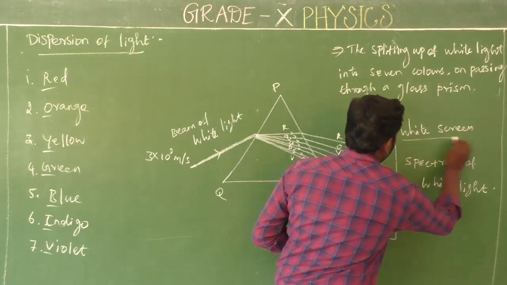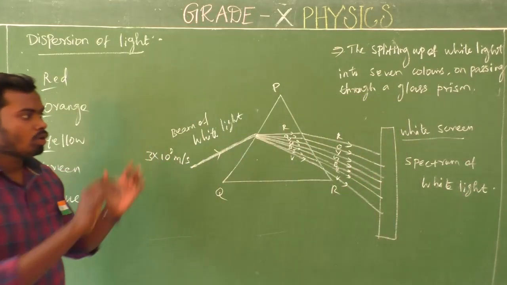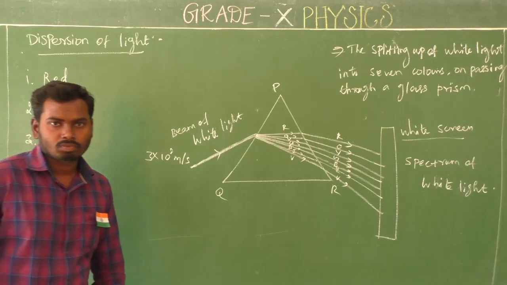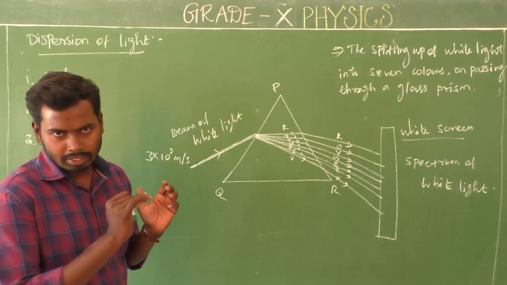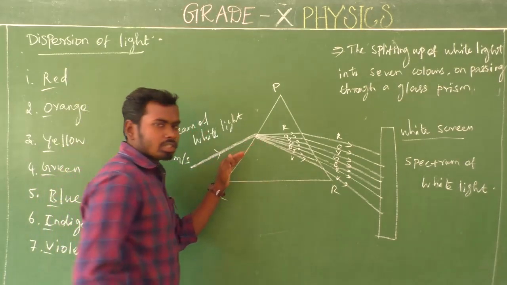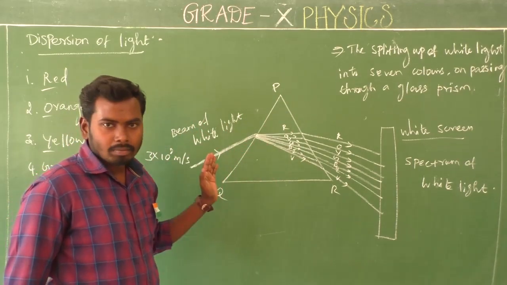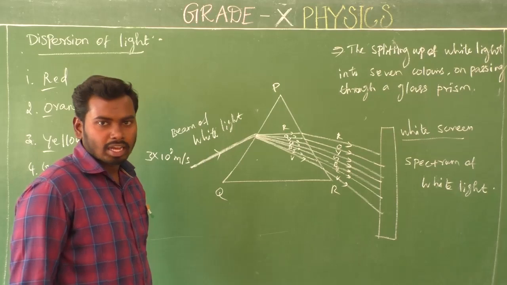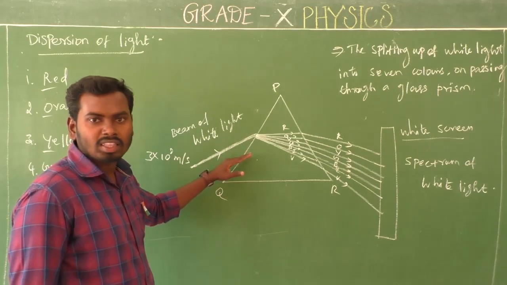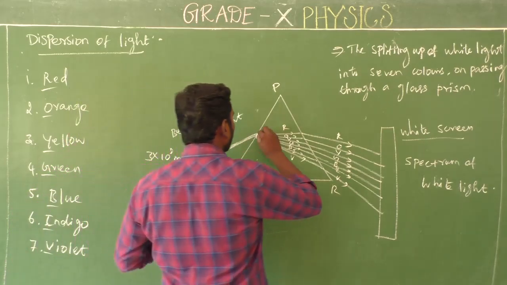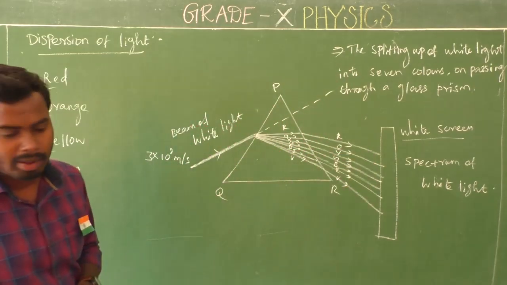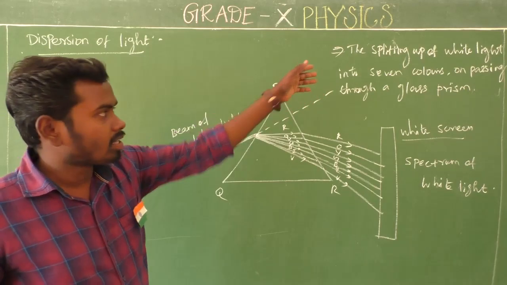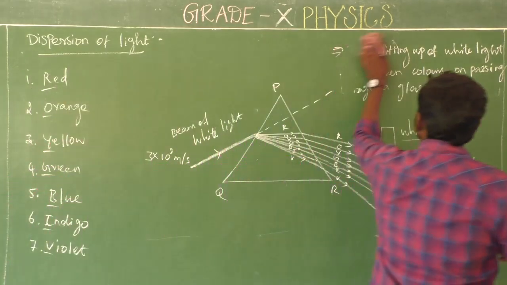So this is the white screen, and that's all about the dispersion of light. Is it clear? Yes. Next one, look here. Suppose the glass prism is not here, what will be the original path of a light ray? It will be the original path of the light ray. Am I right? Yes. I'll write that. I'll rub out that definition because I need some space.